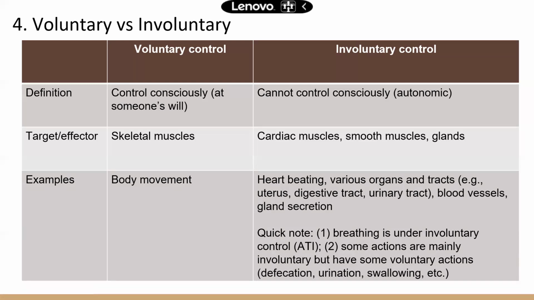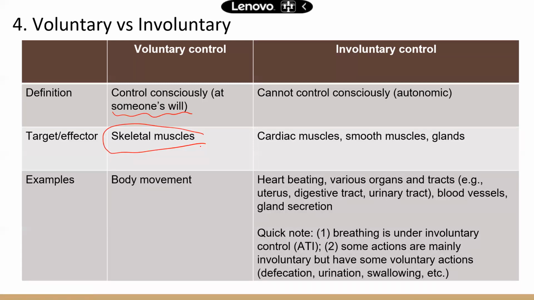So voluntary control means you can control something consciously at your will, right? So for example, I want to move my arm, then I can move it, right? So that's under voluntary control. And how do you move your arm? How do you generate body movement? Through skeletal muscles, right? Okay, so skeletal muscles are under voluntary control.